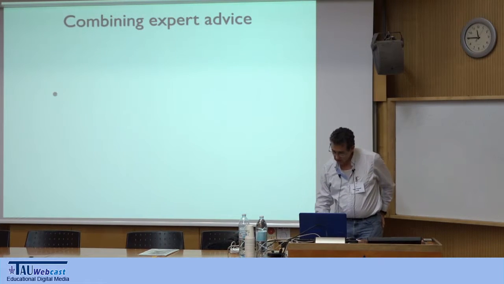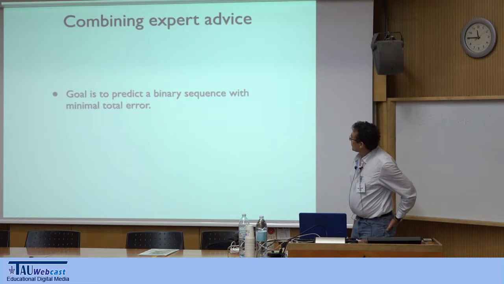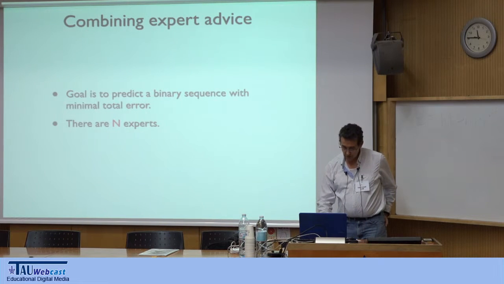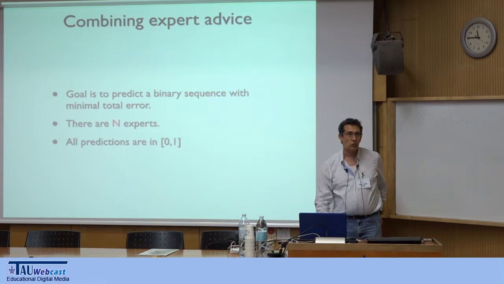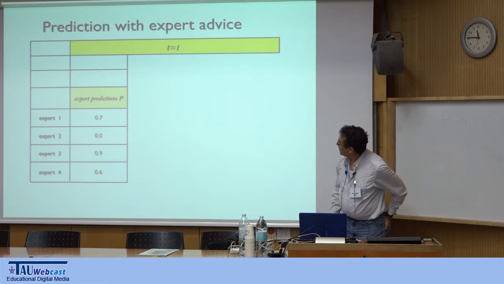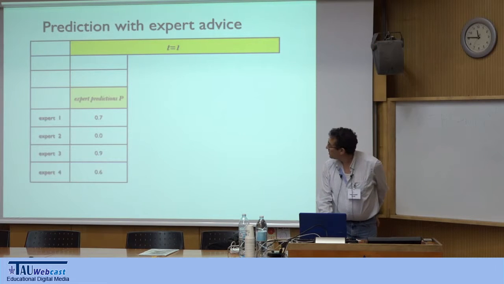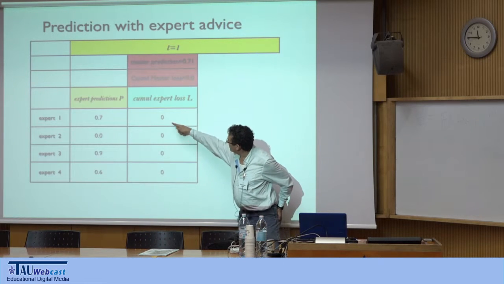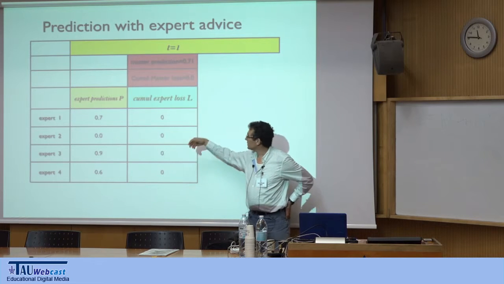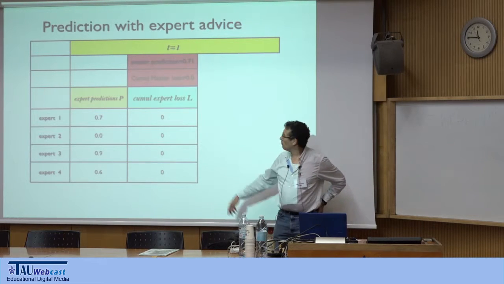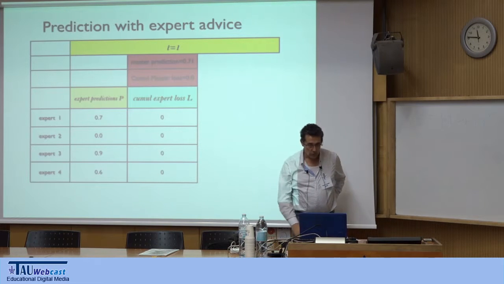Okay, so how do we combine expert advice? The basic idea is that the goal is to predict a binary sequence with minimal error, and we have some number n of experts, and all of the predictions are in the range 0 to 1. It goes something like this. Here we have 4 experts in this case. In the first time step, we see what the experts predicted. Then the master, looking at all of the experts and also at the cumulative loss of the experts so far, which at this point is 0 because they haven't done anything, basically takes a weighted average of their predictions, and that's the master's own prediction.